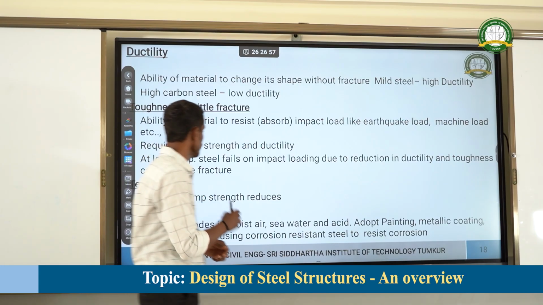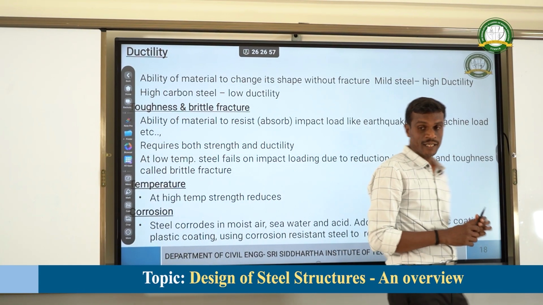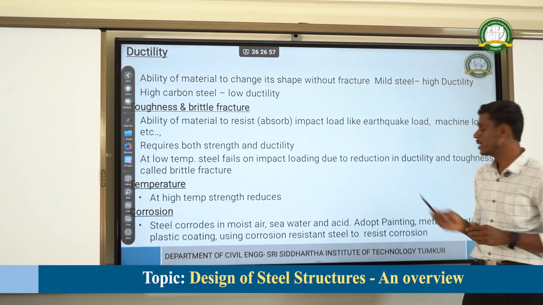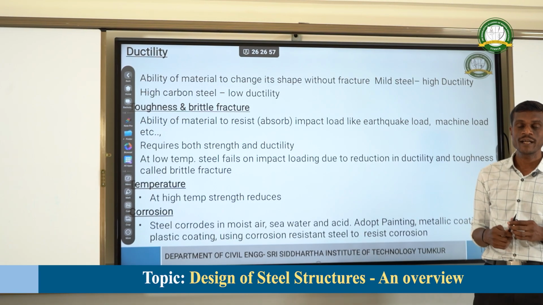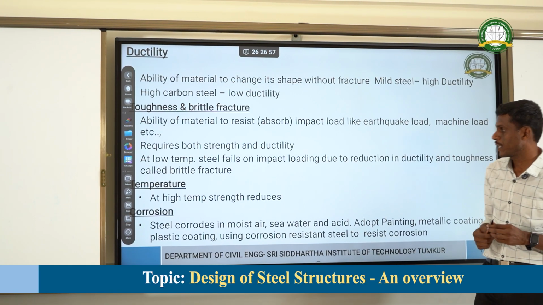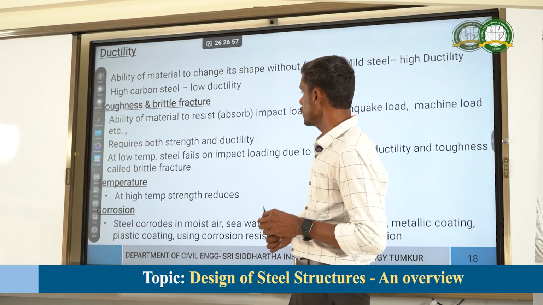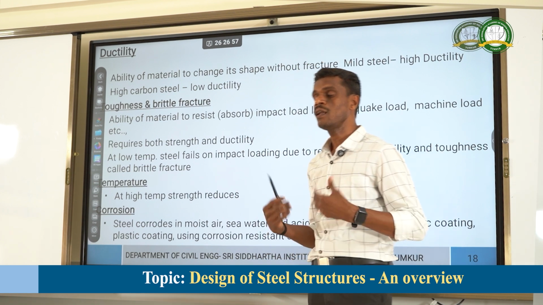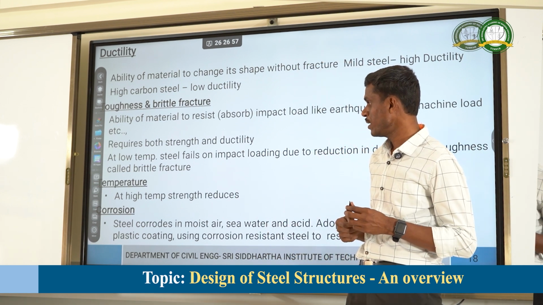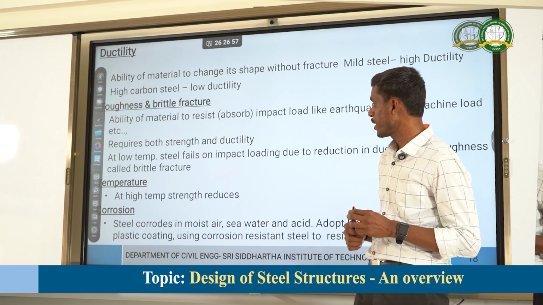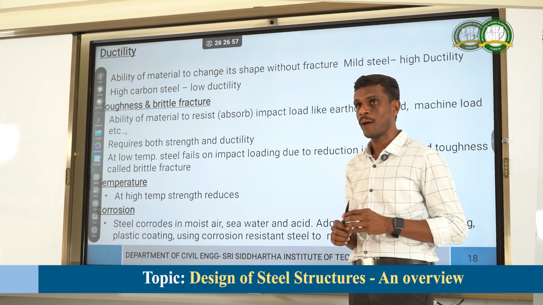At low temperature, steel fails due to the reduction in ductility. So, due to the reduced ductility, the strength may reduce, and it is also called brittle fracture. It is going to cause brittle fracture. And at high temperature, strength reduces obviously.